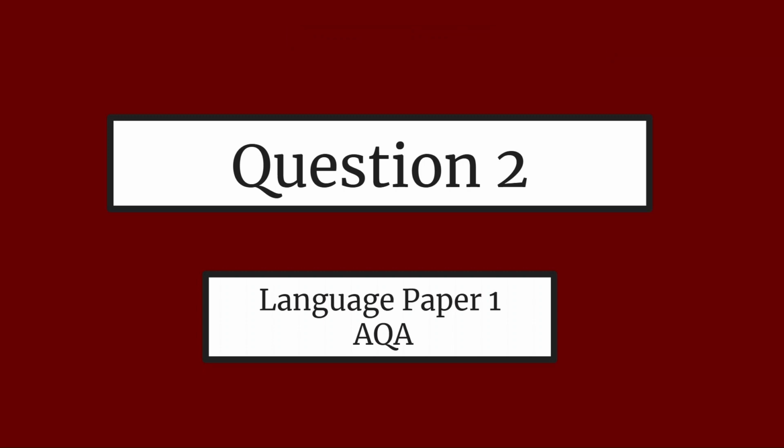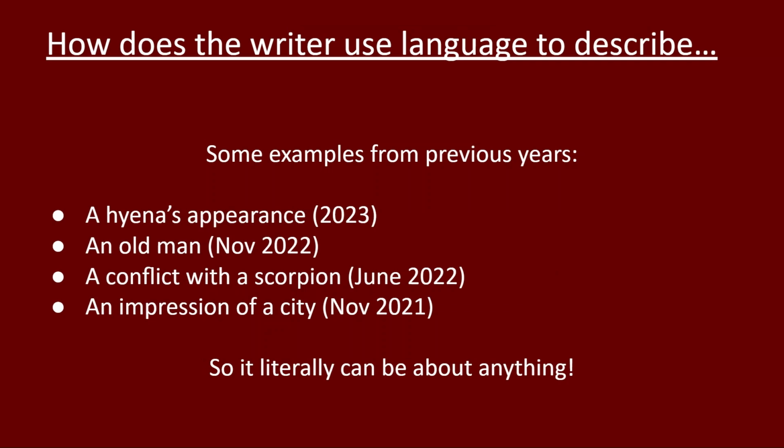For question 2, I'm sure you already know that the template for it essentially will always be how does the writer use language to describe, or it might be represent as well. Here are some examples from previous years because it can be really random to be honest. In 2023 we had one about a hyena's appearance, and that seems to be a lot of what teachers are using as mock exams this year. We also have an old man, a conflict with a scorpion, and then on the fourth one in 2021 we have an impression of a city.